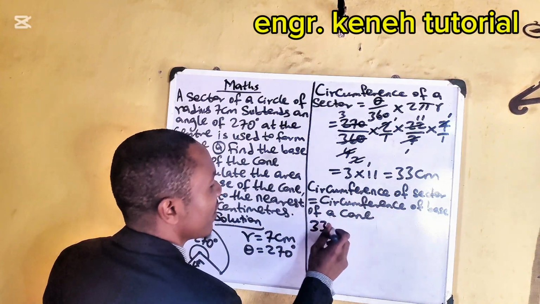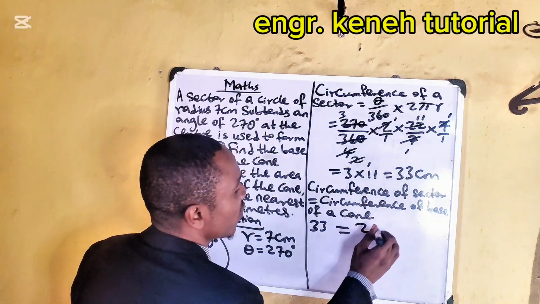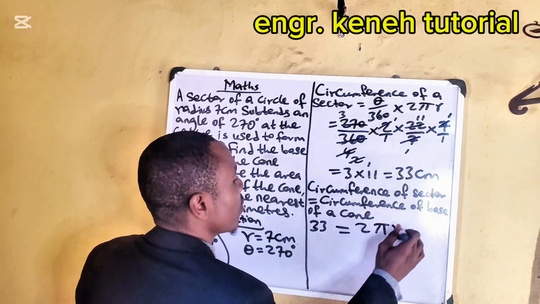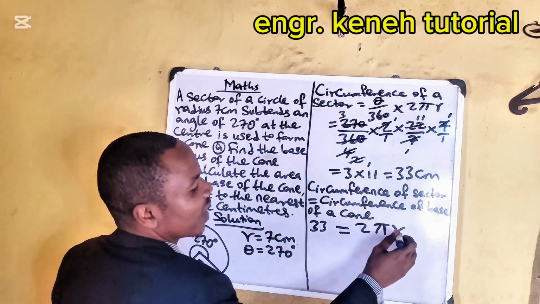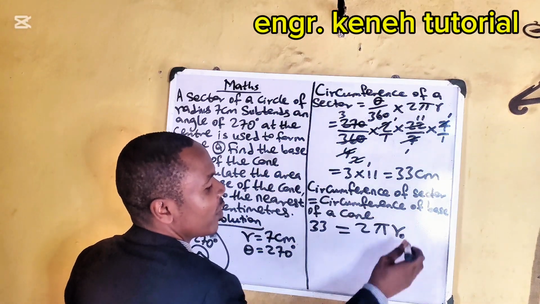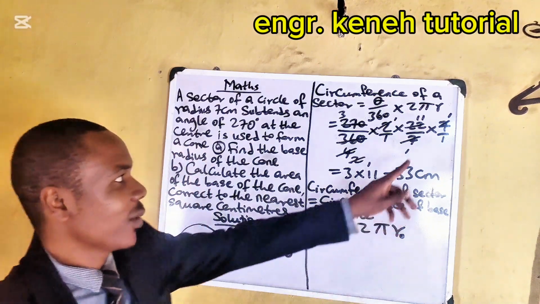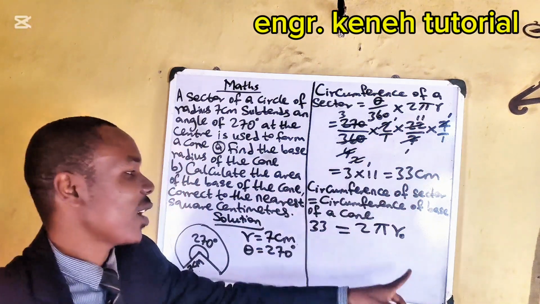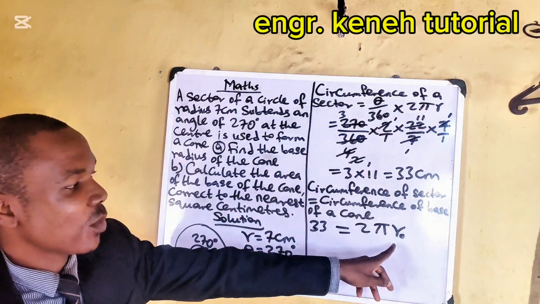For that of sector, we have it to be 33. And for that of cone, we have it to be 2 pi r. But we are not going to use the normal r again because we have used this r for this. For that of sector, let me use this kind of R, R0, so that you know that the R we are talking about here is not the R we are talking about here. This one is the radius of the sector, while this one is what?